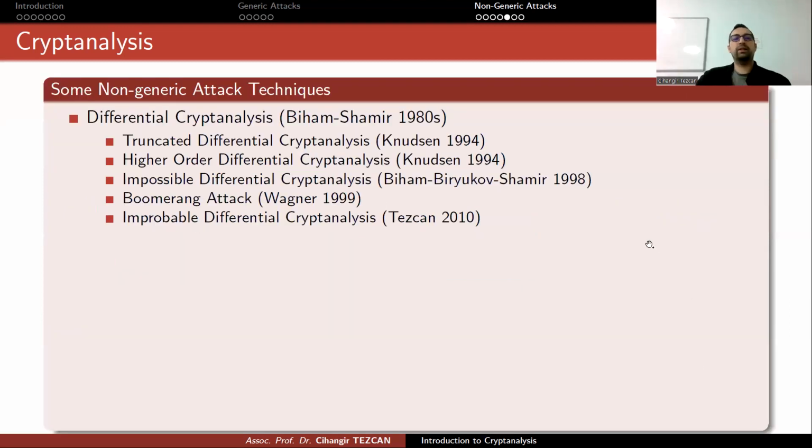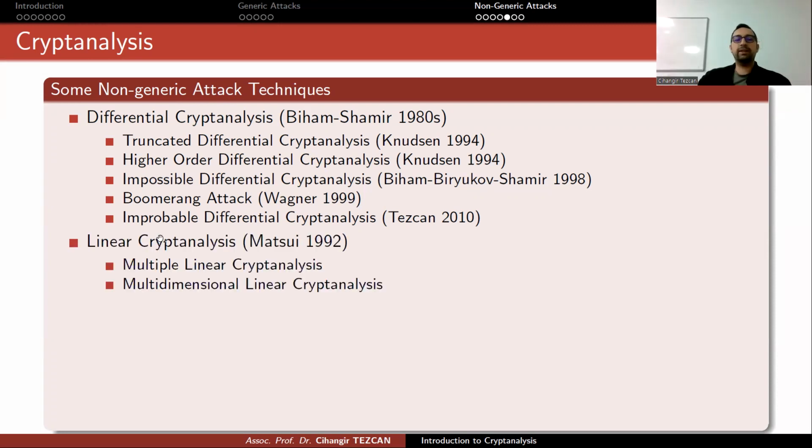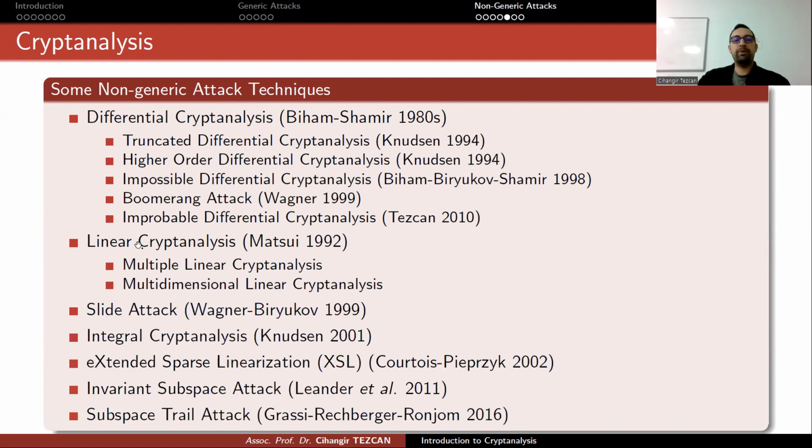There are many non-generic attack techniques. Differential cryptanalysis is one of the first academically explained attacks. Then people added many variants to it. One famous one is impossible differential cryptanalysis, which looks at the problem in a very different way, but works very nicely in some designs. There is also linear cryptanalysis, and of course you can have multiple linear paths or multi-dimensional linear paths, so there are also many variants of linear cryptanalysis. You can even combine both and perform a differential-linear attack.